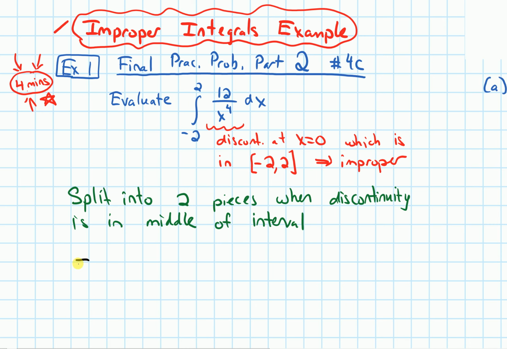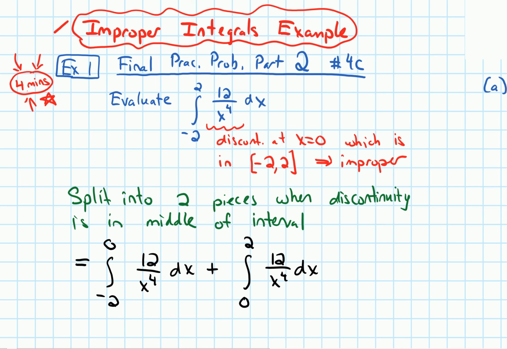So in this case, I would need to write my integral going from -2 to 0, because that's where it's discontinuous, 12 over x to the 4 dx, and then plus the integral from 0, started up at that improper place, to 2 of 12 over x to the 4 dx. So now I need to evaluate these integrals. I'll pick the second one to start with because it has all positive numbers. So let's do the integral from 0 to 2 of 12 over x to the 4 dx first.